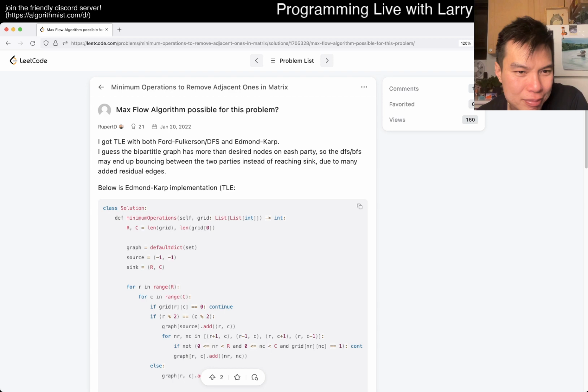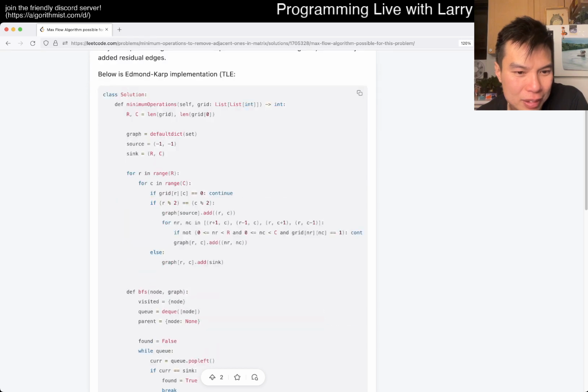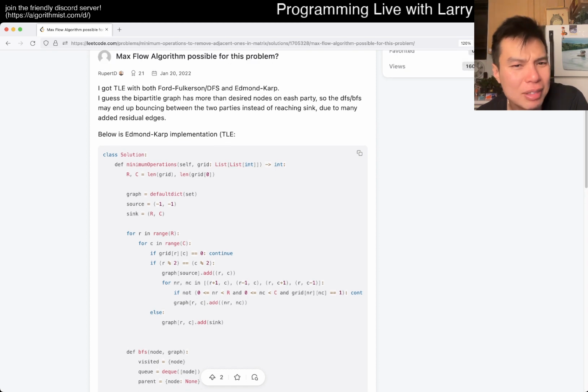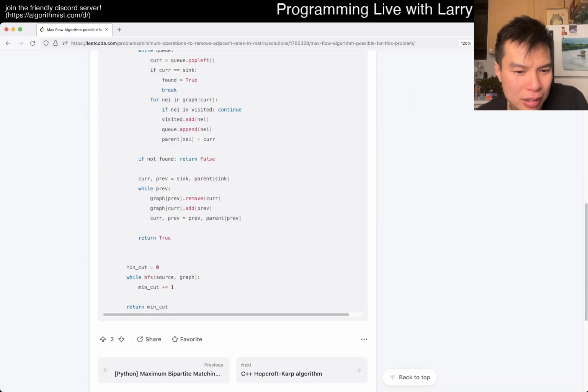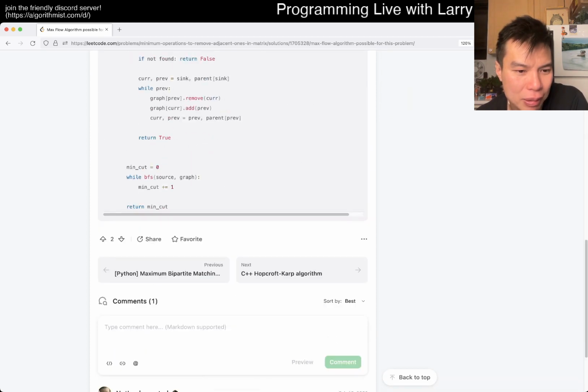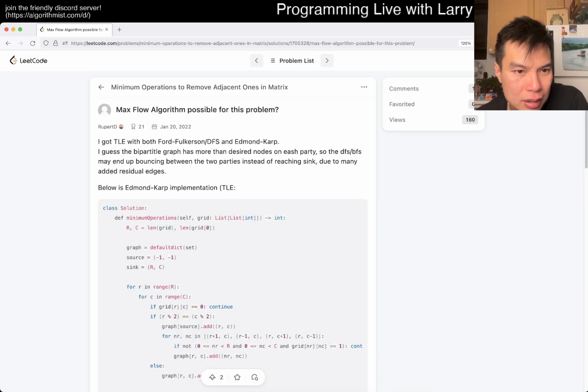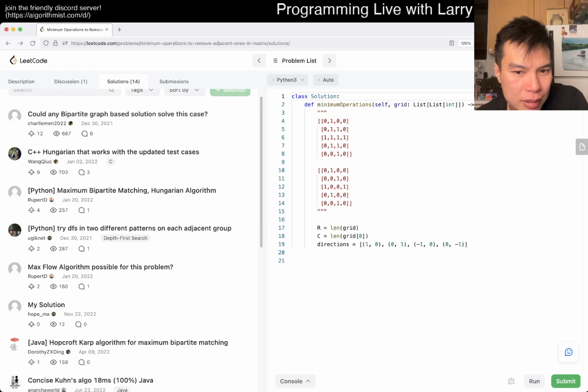Yeah. No, Edmonds-Karp. So, yeah, this is usually I do an Edmonds-Karp. I don't remember if I've done it in Python. I think I did max flow before in Python, but and then just see if we can flow. I mean, that makes sense. I don't know if this is going to be fast enough though.